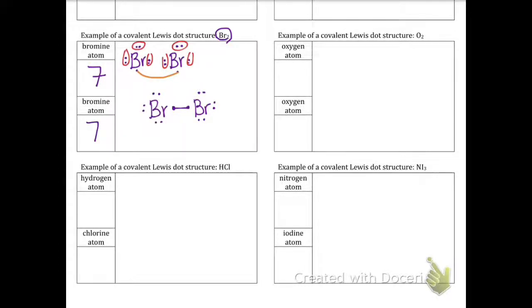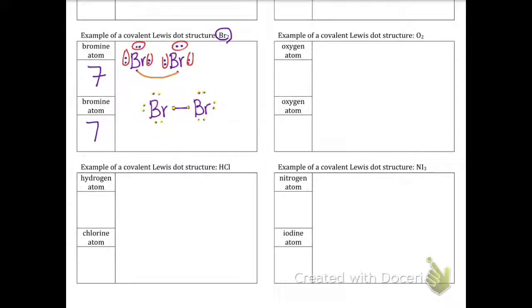Right, so if you were to count it really quick, you would see 1, 2, 3, 4, 5, 6, 7, 8. And same thing on the other side: 1, 2, 3, 4, 5, 6, 7, 8. Okay, so everyone's happy. All right, so let's do another example.